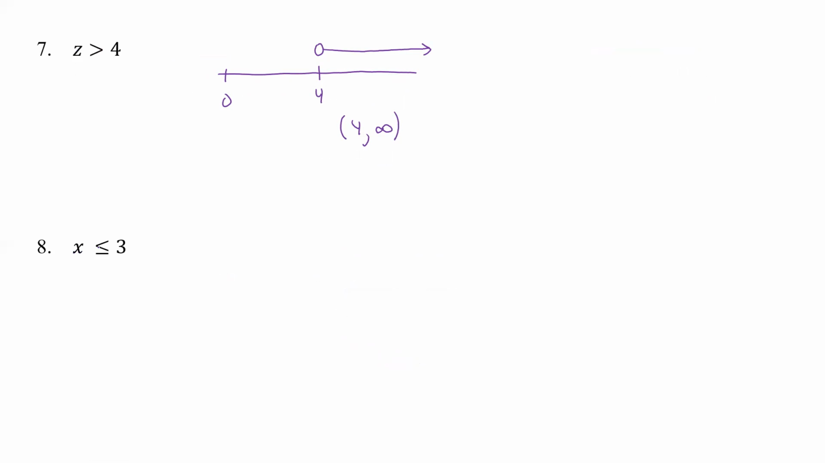Okay, now this one, x less than or equal to 3. All right, so if we have that 0, that's 3, just to put the extra point in there. Here, we're going to have a closed circle, and we're going to go everything less than that. So now we're going from negative infinity all the way up to 3, and now we have a bracket because we have that closed circle.